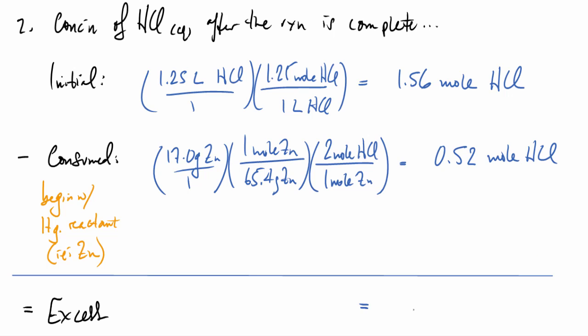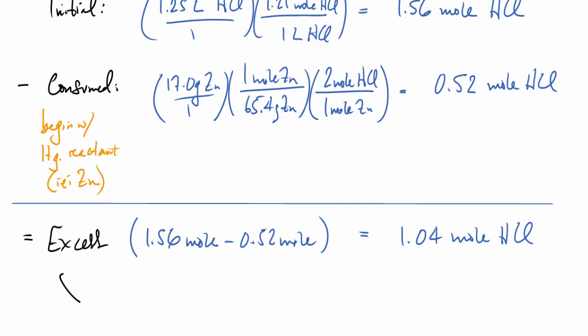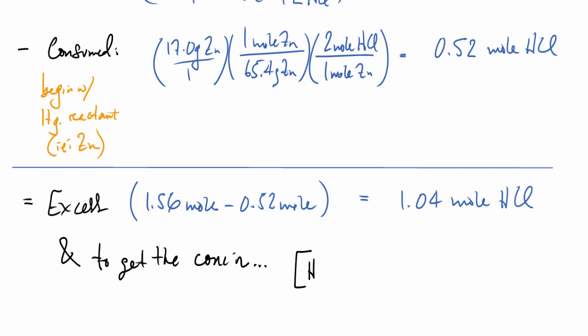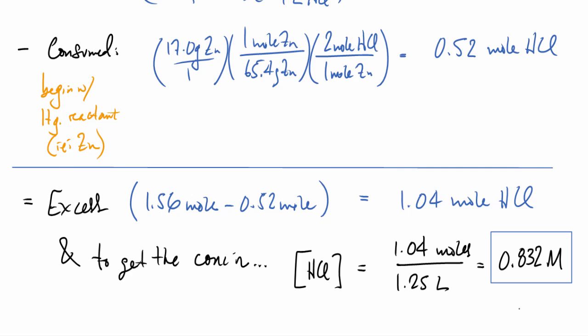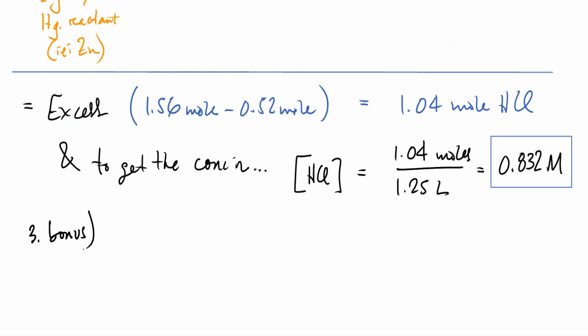Initial minus consumed will be equal to excess. Subtracting here, 1.56 minus 0.52 gets you 1.04 moles of hydrogen chloride that's left over at the end of the reaction. So, to get the concentration, remember the concentration is moles per liter, and just calculate like this, it turns out to be 0.832 molar after the reaction is done.